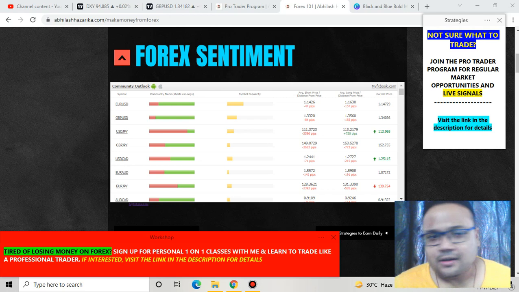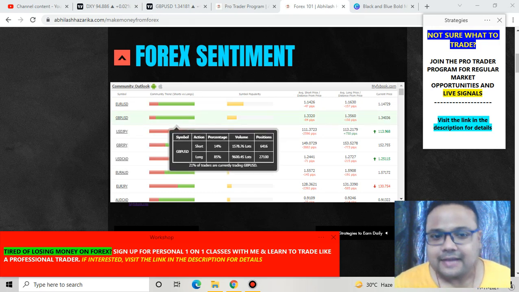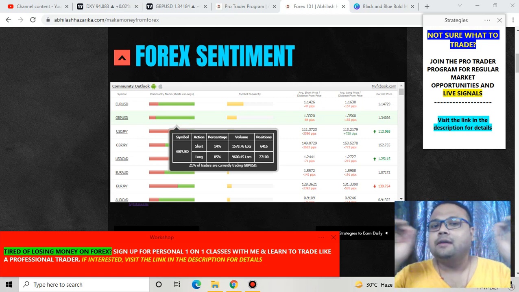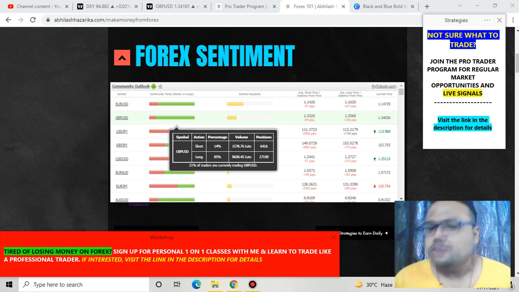But first of all, the Forex sentiment meter. So this is the Forex sentiment meter, and here is our favorite GBP USD. You can clearly see that 14% retail traders are in short position, and 85% retail traders have taken long position. So 85% retail traders were hoping that the market would be going up, whereas only 14% were hoping that the market would be going down.